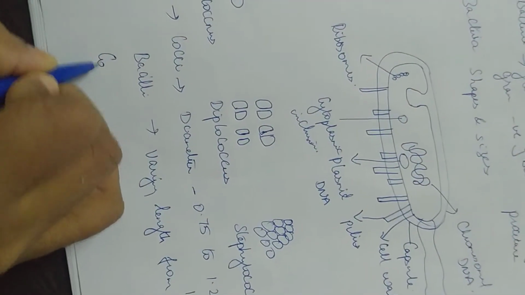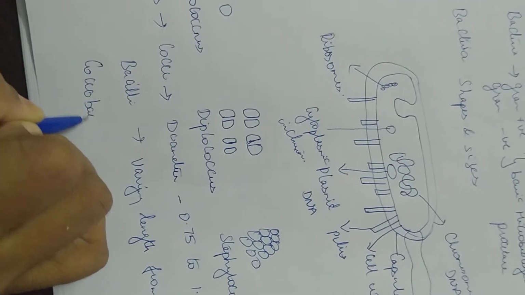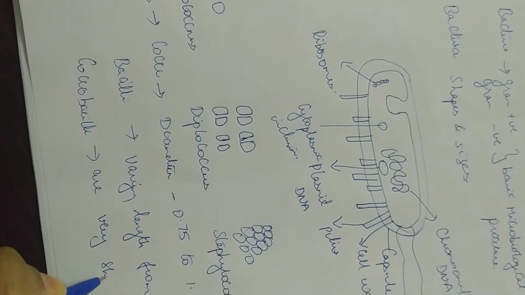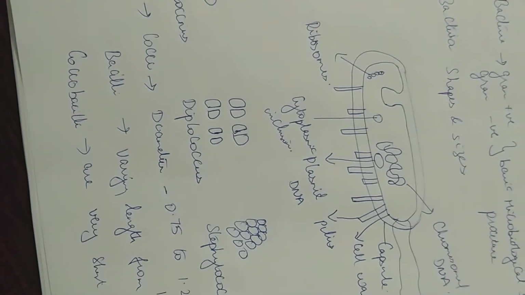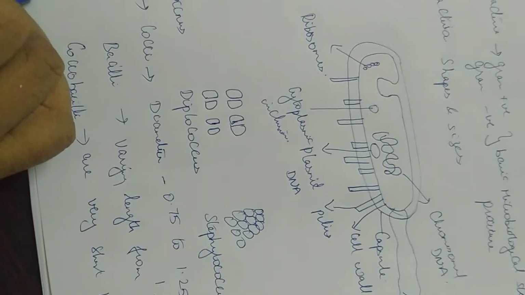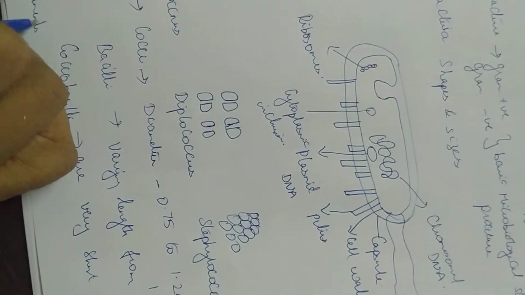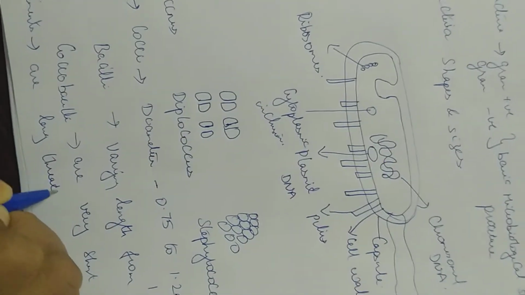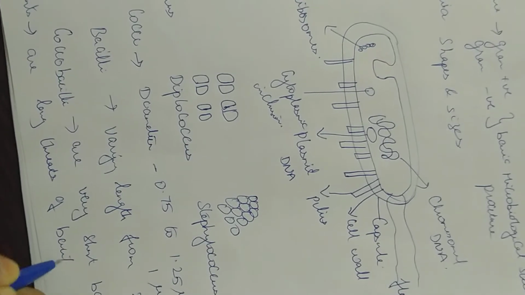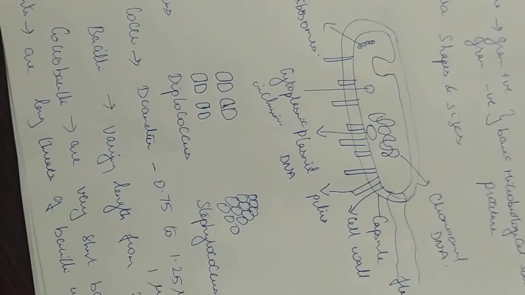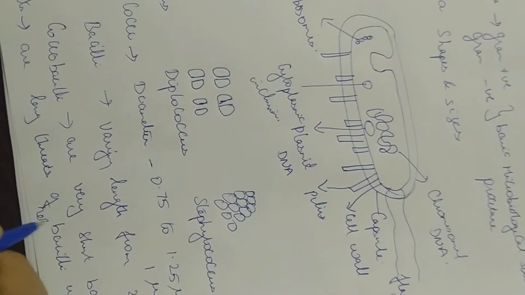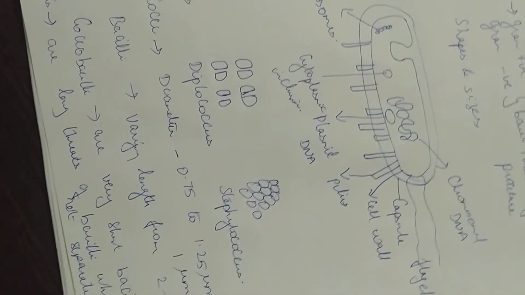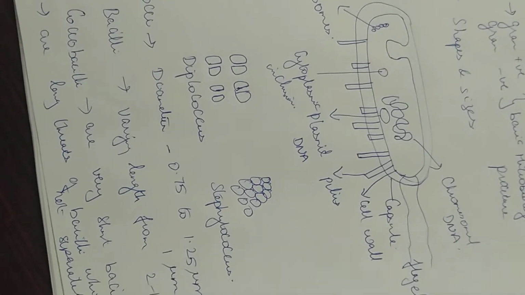If we take bacilli, they are very short rod-type bacteria. Then the next one is filaments. These are long threads of bacilli which have not separated into single cells.